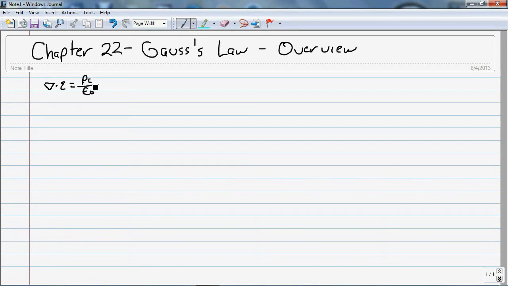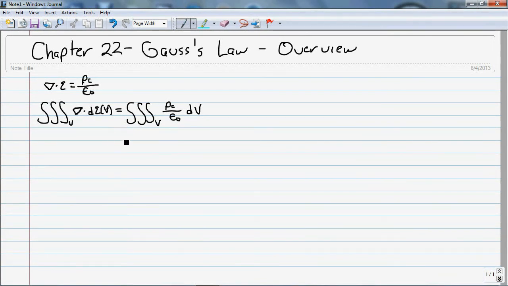Now, since the charge density is related to a volume, I could take and do a triple integral through the volume of my divergence, and I would have a differential electric field as a function of volume, and that's going to equal the triple integral of volume for the charge density divided by epsilon naught times the differential volume.